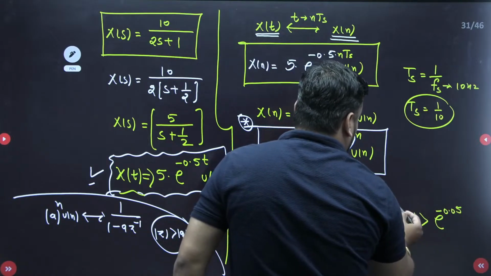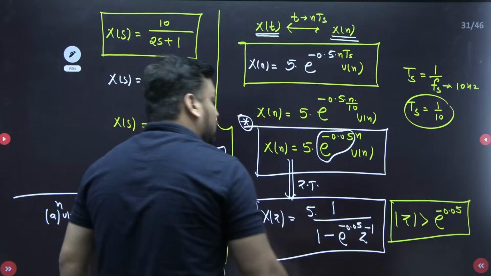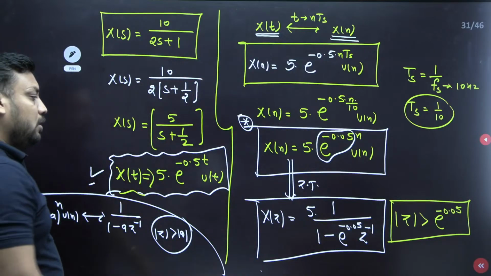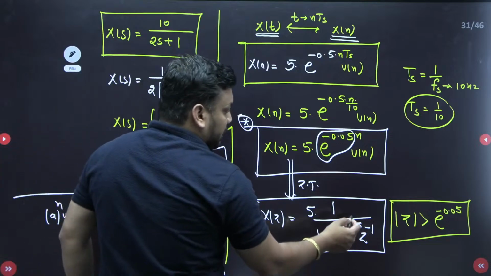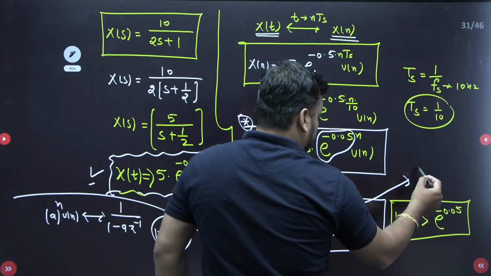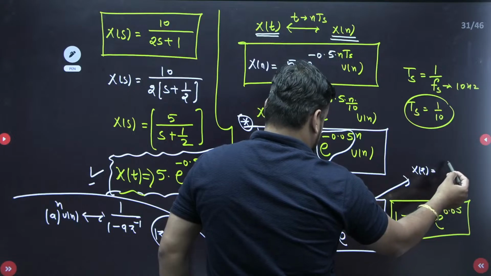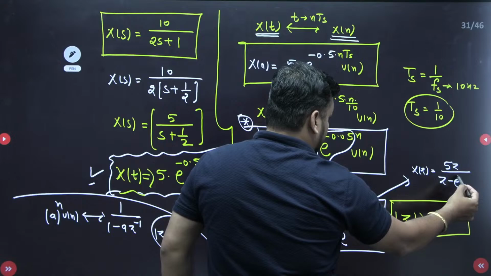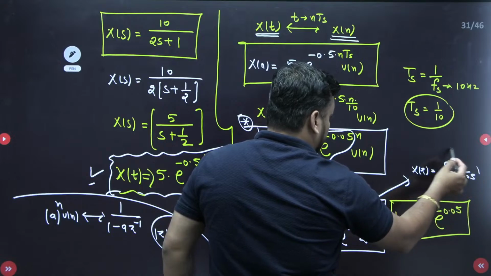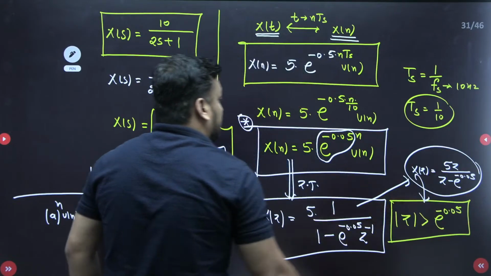Its magnitude is not 1, guys, it is e to the power minus 0.05. So this is your final answer. Even if you take the LCM, the final form you can write as 5z upon z minus e to the power minus 0.05. After taking LCM, and this is the ROC.